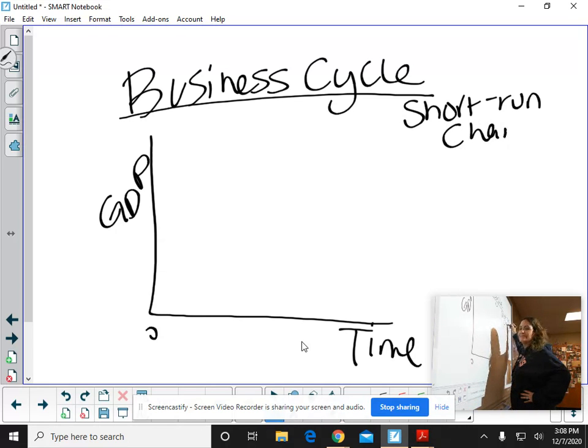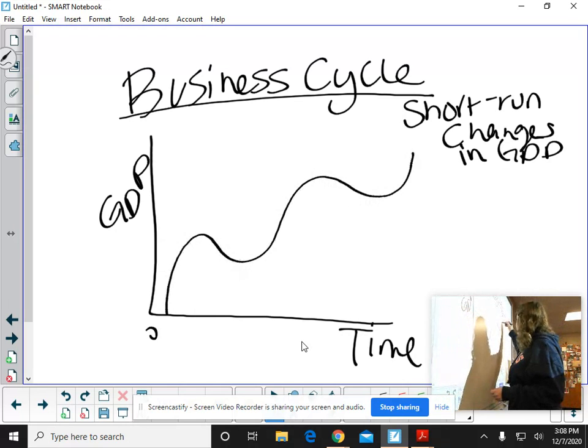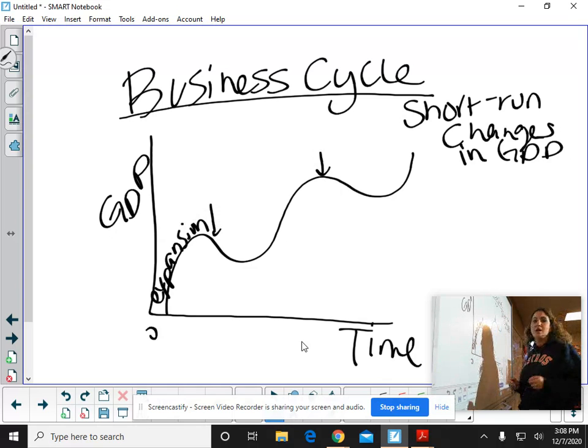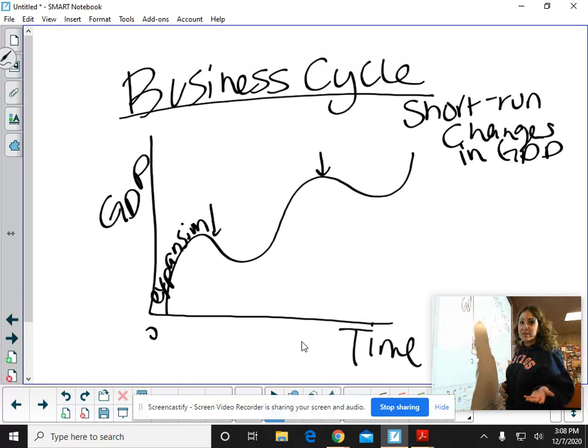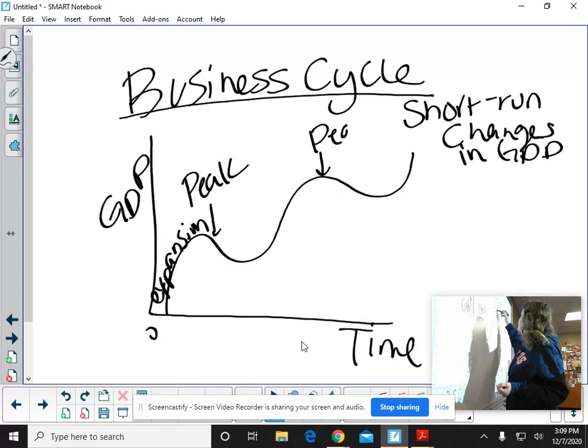Short-run changes. Nice. Short-run changes in GDP. How GDP goes up, down, falls, peaks, and it looks something like this. So when GDP starts growing over time, that's called a period of expansion. At the very top of each business cycle, there's a peak. That's the highest the GDP has been since the last peak, and where GDP stops growing, but hasn't started to fall just yet. So here's a peak, here's another one, and even here is a period of expansion because GDP is going up again.